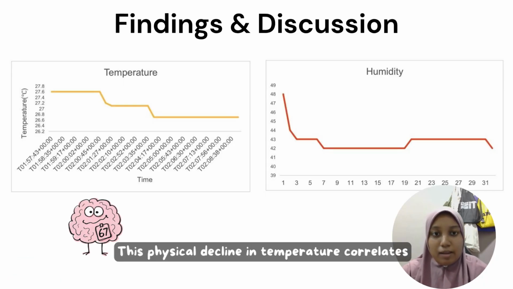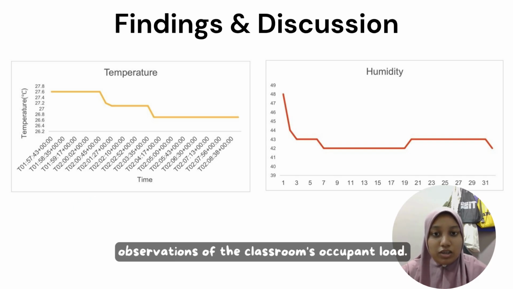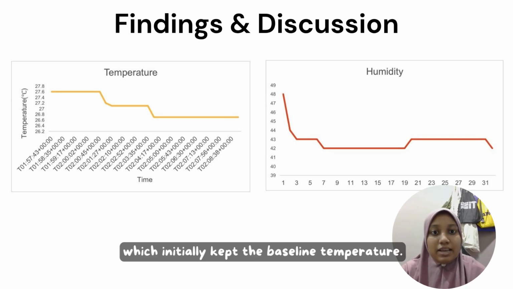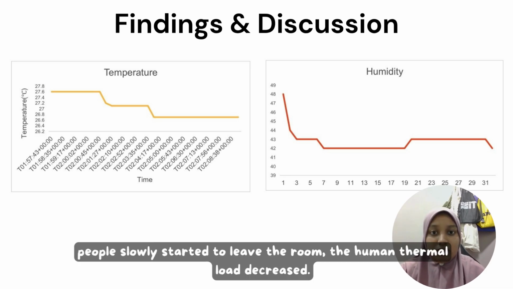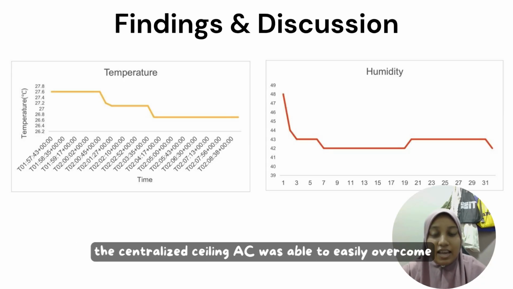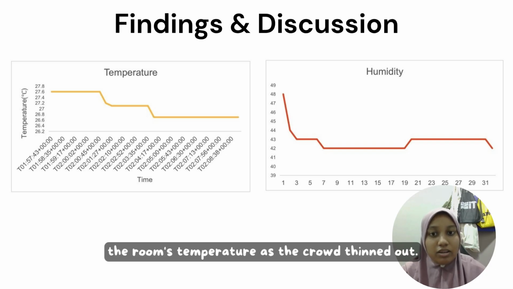This physical decline in temperature correlates perfectly with our real-world observations of the classroom's occupant load. At first, there were quite a few people inside room A603, which initially kept the baseline temperature higher due to body heat. However, as people slowly started to leave the room, the human thermal load decreased. Because our curtain-covered windows successfully blocked out direct solar radiation and heat reflection, the centralized ceiling AC was able to easily overcome the remaining thermal load, lowering and stabilizing the room's temperature as the crowd thinned out.